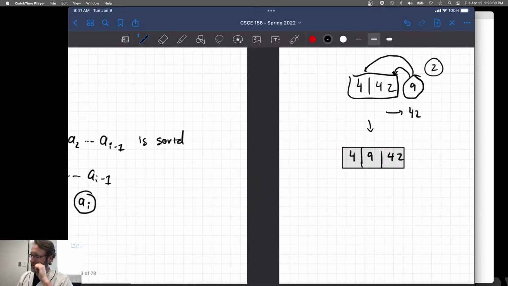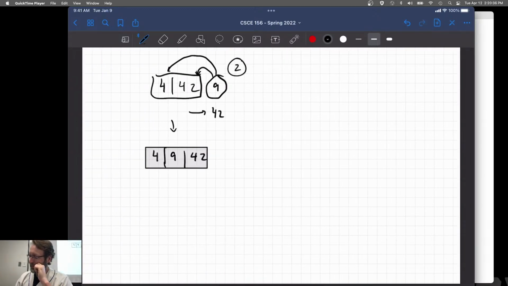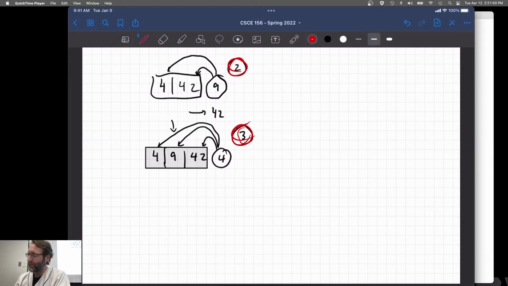Okay? What's the next element? 4. How many comparisons am I going to make to shift this down? 1, 2, 3, and then I can break ties by shifting it or just be done. 4 and 4, who cares? Right? And so 3 comparisons here. Right, let me highlight this in red. It's not always going to be the same. When I've got this, I've got 4, 4, 9, and 42. There we go. Done.